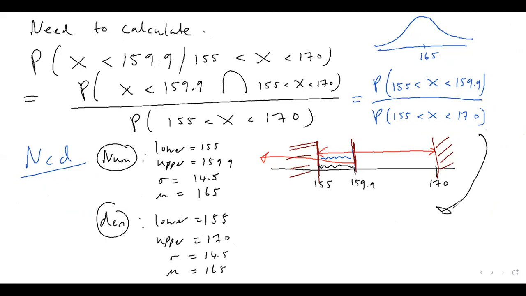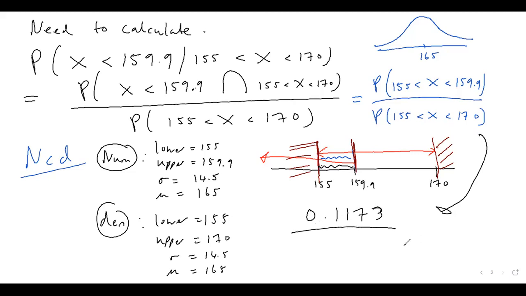So I'm doing this on my calculator, not inverse normal, sorry. Normal CD, lower 155, your upper is going to be 159.9, sigma is going to be 14.5, mu 165, plug that all in. So our numerator is going to be 0.1173. I'll do it to 4 significant figures, so I'll just leave it like that.